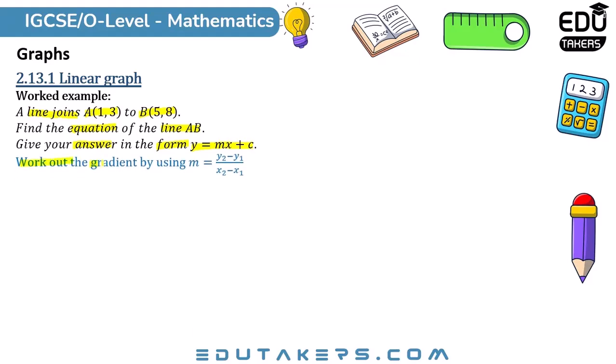Work out the gradient by using m is equal to y2 minus y1 over x2 minus x1. m is equal to 8 minus 3 over 5 minus 1. m equals 5 over 4.